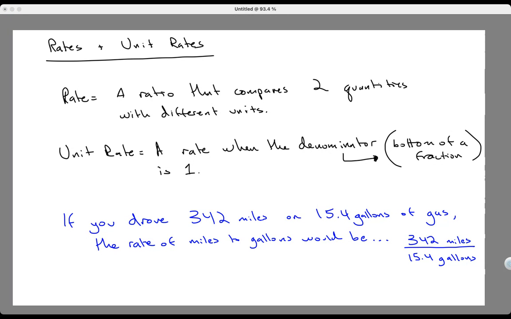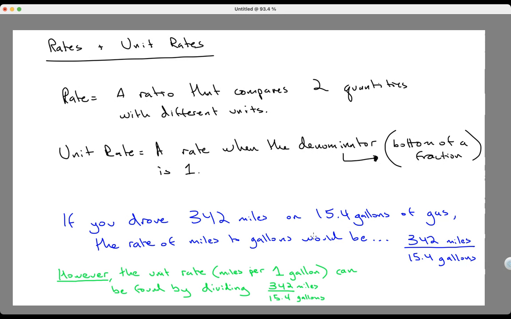In order to create a unit rate, we set this problem up and divide 342 by 15.4 to find the miles per one of those gallons. We want to keep it in that same order so we can find the miles per one gallon, and the way we do that is through division. If we divided 342 by 15.4, we'd end up with 22.2 miles in 1 gallon, and that would be a unit rate.